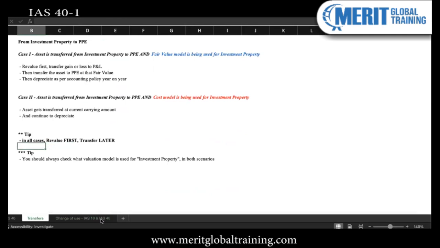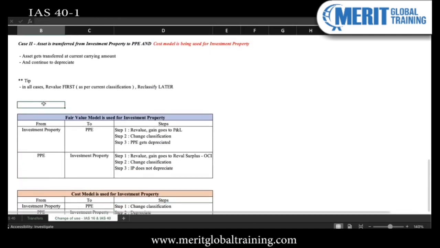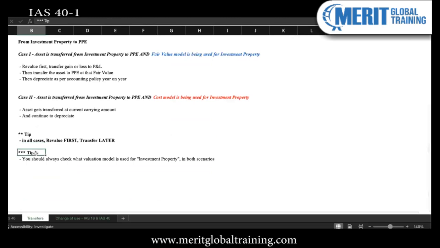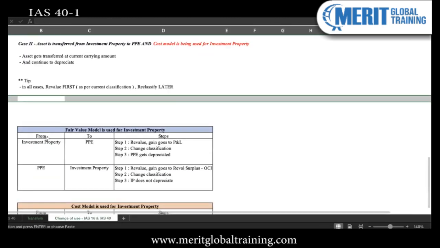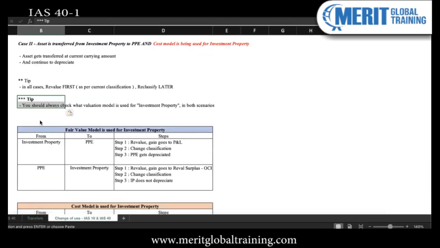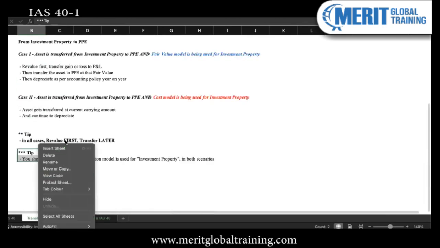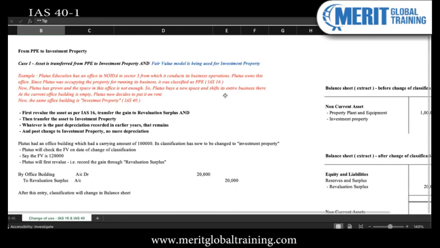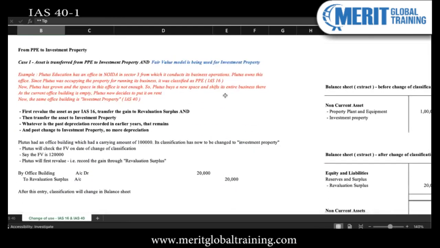Okay, one more point I would insert here and then the other sheet we can do away with. You should always check what valuation model is used for investment property. The model that is used for PPE is not relevant. So just have a look at it. And now after this, we will be attempting a couple of questions on investment property.